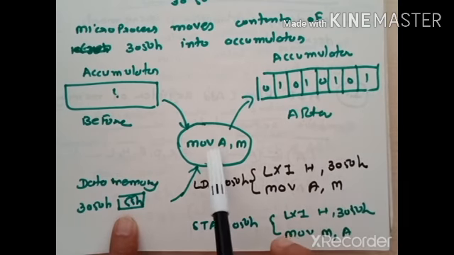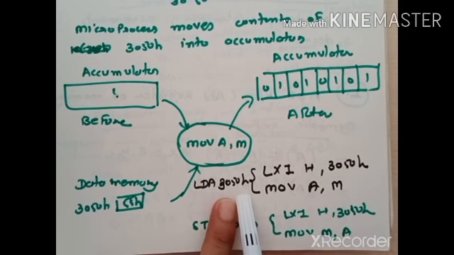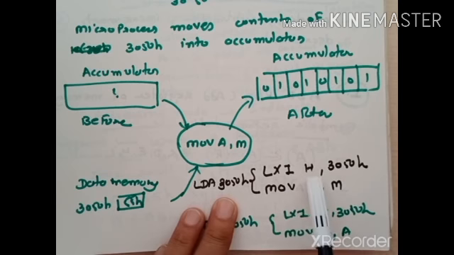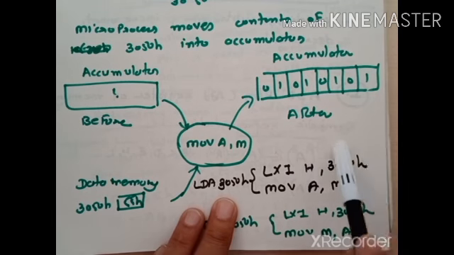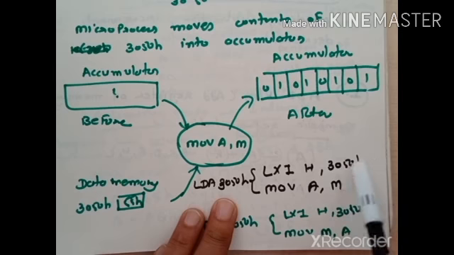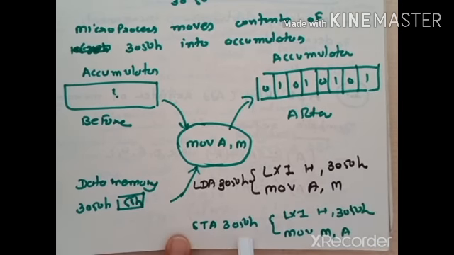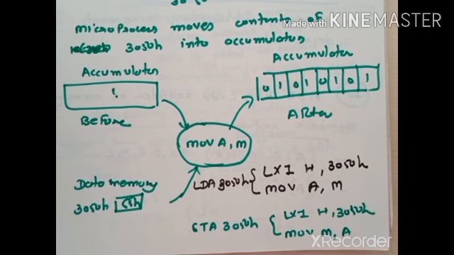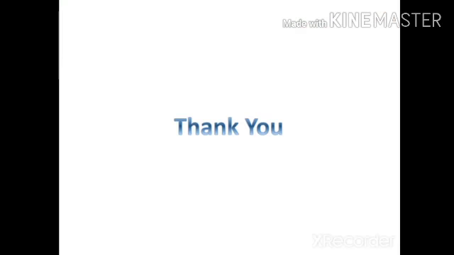Here LDA 3050 is equivalent to these two instructions, LXI H, 3050 and MOV A, M. That means before execution of this instruction, the memory address is specified in the HL pair. Next, STA 3050: before execution of MOV M, A, LXI H, 3050, that means the 3050 address is specified before this instruction. Thank you.